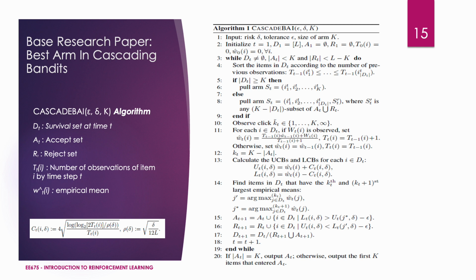Further, we calculate the upper and lower confidence bounds for each item i belonging to set Dt. We then find the items in Dt that have the kth and k plus 1th largest empirical means, and according to this we update the three sets, which are the accept set, reject set and survival set. Now if the number of items in set At equals k, we output At, otherwise we output the first k items that entered At. Eventually we output an optimal arm with probability 1 minus delta. So this was our algorithm on Cascade BAI.